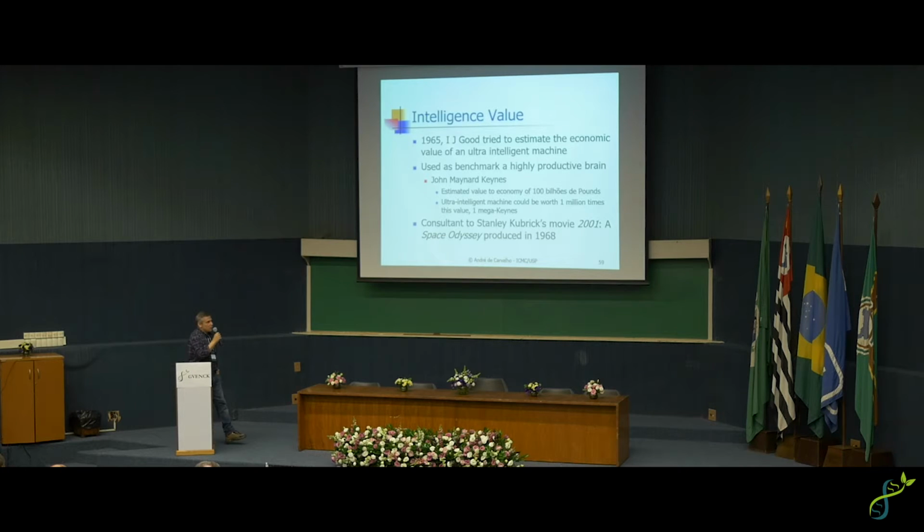Even so, I. J. Good tried to estimate the economic value of an intelligent machine. He used as a benchmark the brain of a very famous economist, Keynes, and he estimated the value of Keynes to the global economy as 100 billion pounds. And they estimated an intelligent machine could be worth 1 million times what Keynes would be worth, so like 1 mega Keynes. And this guy has lots of nice activities. He was, for example, a consultant to Kubrick's movie 2001: A Space Odyssey.